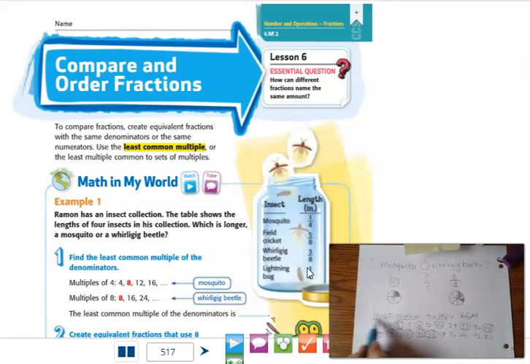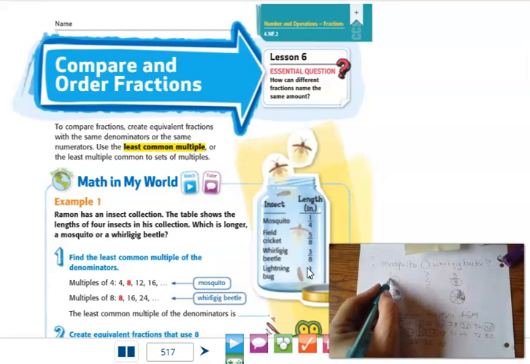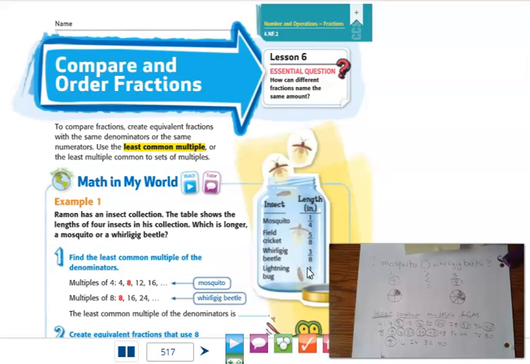Now I need to find the least common multiple. If I've got 8, 16, 24, 32, and 40, what is the least of those? Well, the smallest or least is 8. 8 is the least common multiple of 4 and 8. So that is going to be my new denominator for my two fractions. I've got 1/4 and I've got 3/8.